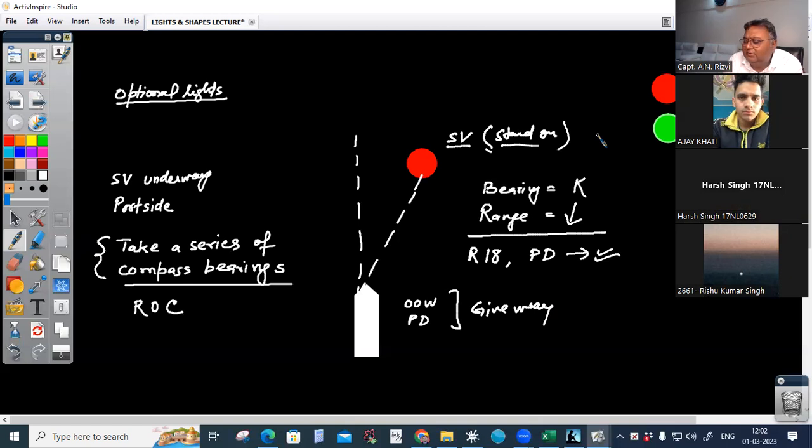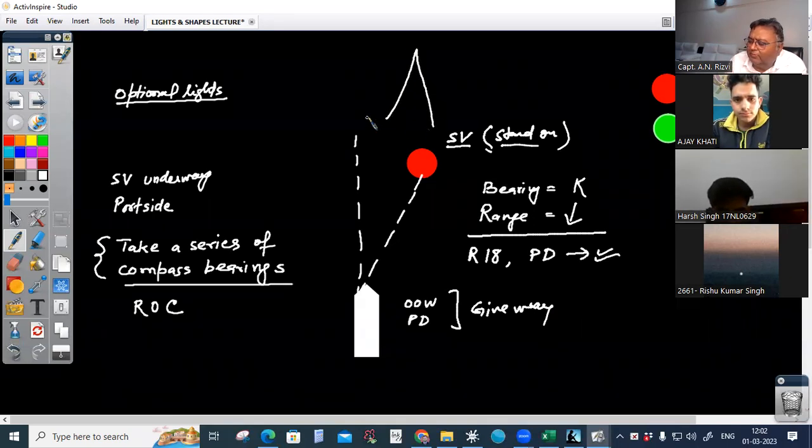And what action you will take? So we'll pass it from the stern. Okay, so in all probability, it will be like this. And on the starboard, so this is the port side, so maybe it is moving like this, right? Yes, sir, the sailing vessel. Next cadet.